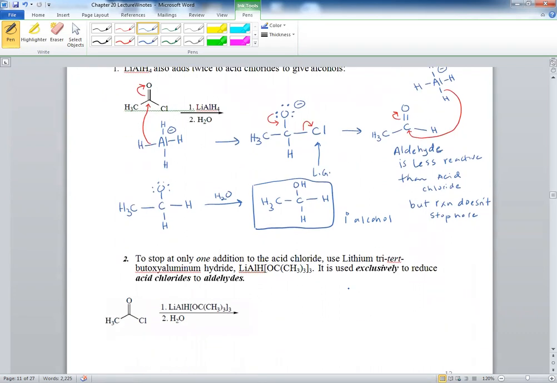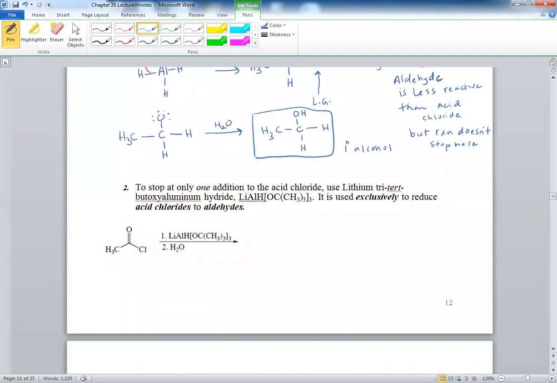So now what is the solution to that? What can we do? Well, we do have a solution. We use lithium tri-tert-butoxy aluminum hydride. It's really, really a big molecule. This will ensure that you stop at the aldehyde. Once again, there's a mechanism that I'm not making you know. So here we go. We can safely go from the acid chloride to the aldehyde.